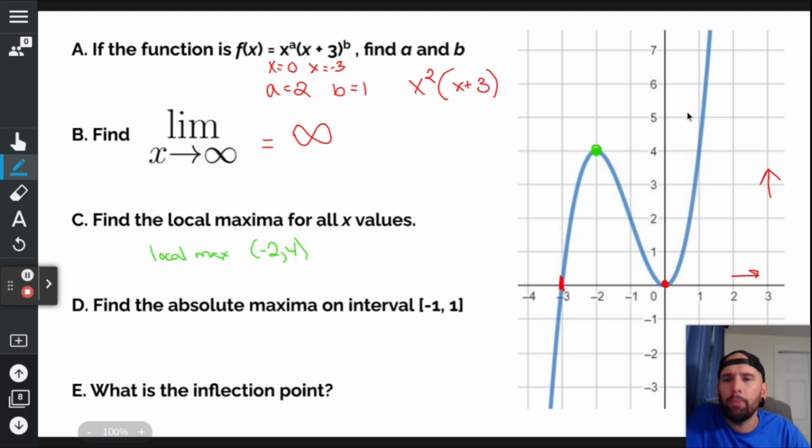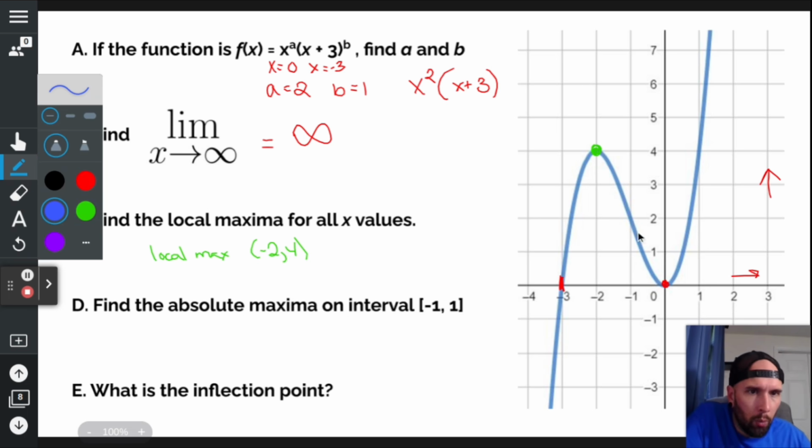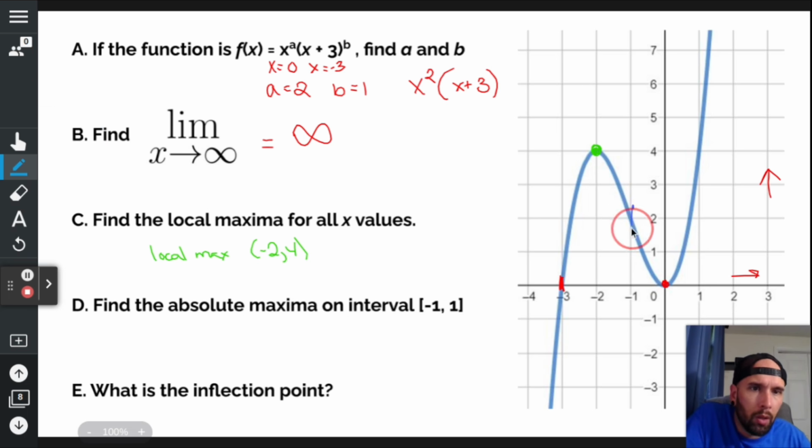Okay? Find the absolute maximum or maxima. Again, we're implying that maybe there's more than one. There's never more than one for absolute unless it's a tie. Something you'll learn in calculus. Find the absolute maximum on the interval -1, 1. So let's find the interval -1, 1. There you are. Interval -1, 1.